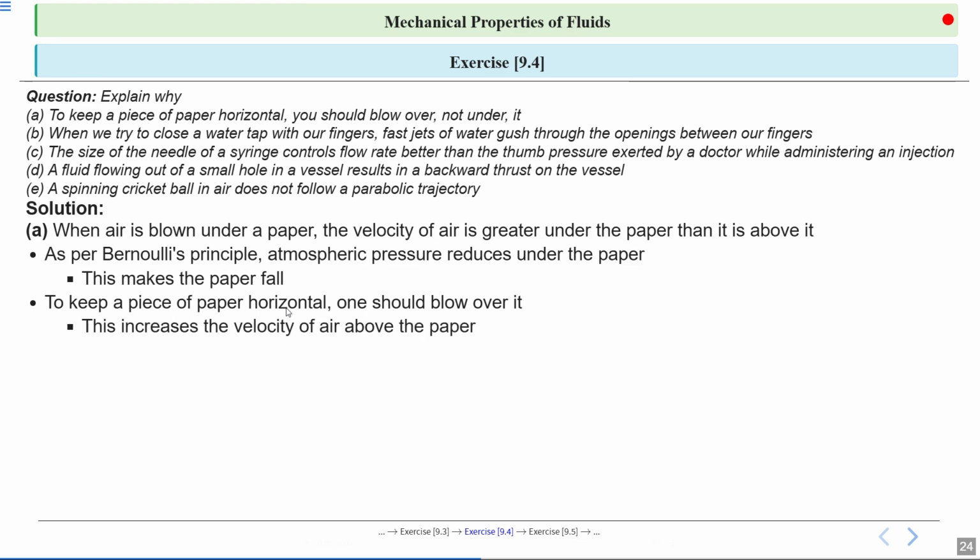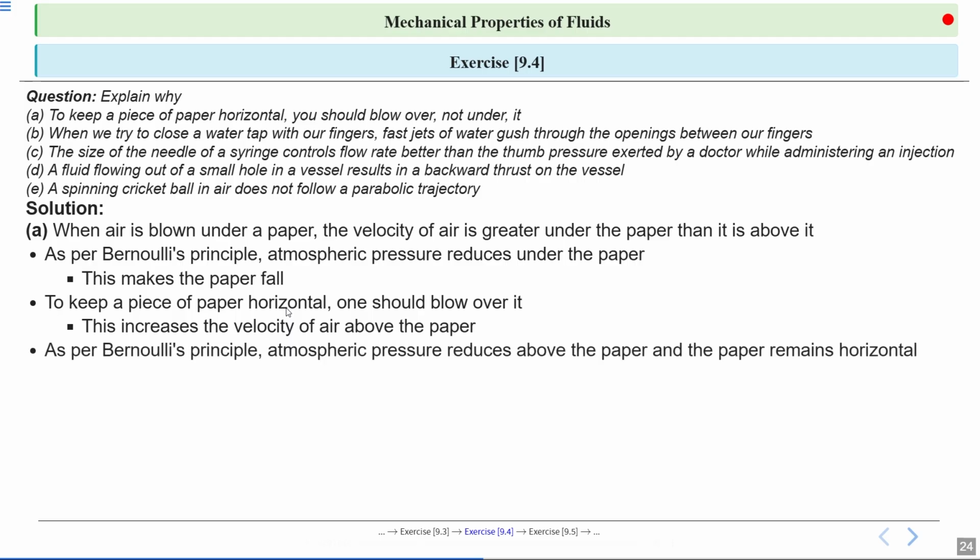This increases the velocity of air above the paper. As per Bernoulli's principle, atmospheric pressure reduces above the paper and the paper remains horizontal. This is a direct application of Bernoulli's principle. Higher velocity means lower pressure. Alright.